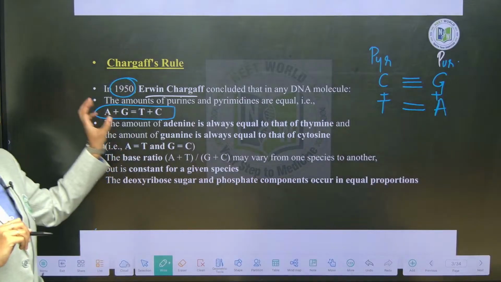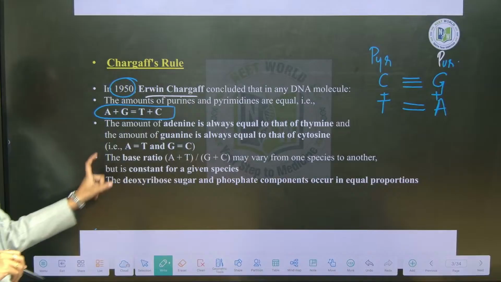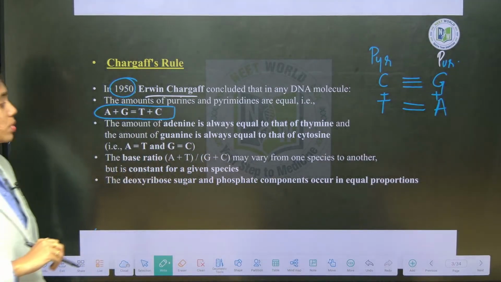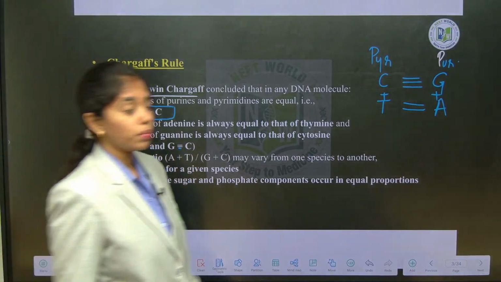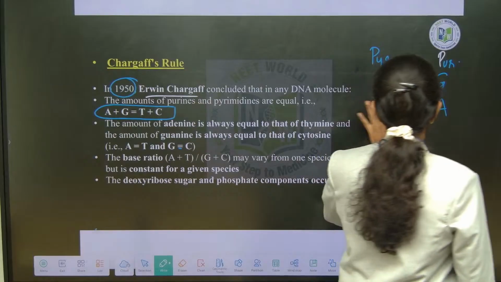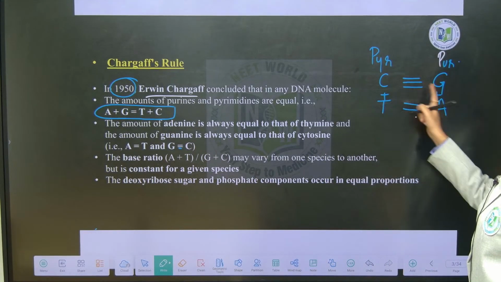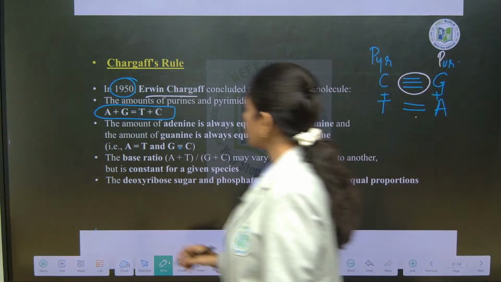The amount of adenine will always be equal to the amount of thymine, and the amount of guanine will always be equal to the amount of cytosine. And from salient features we have learned how many hydrogen bonds will be present between adenine and thymine: it will be 2 hydrogen bonds. Between cytosine and guanine, it is 3 hydrogen bonds.